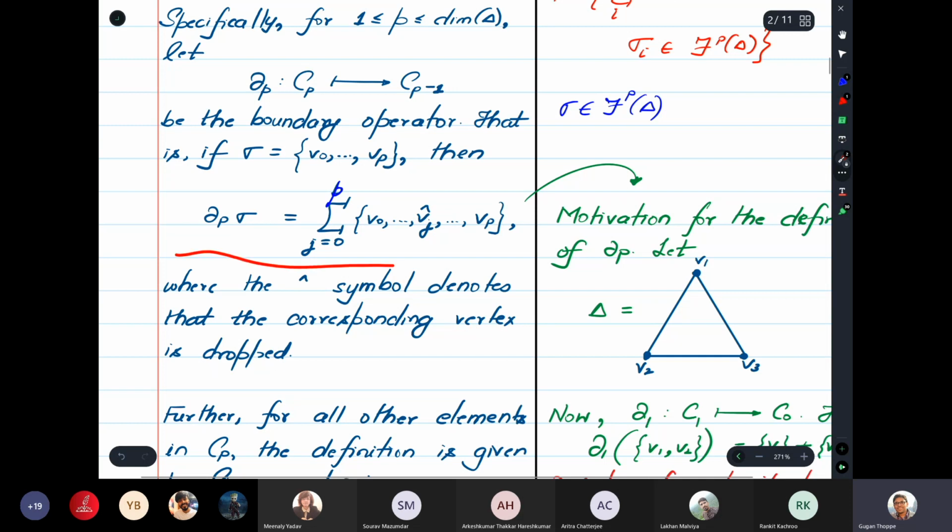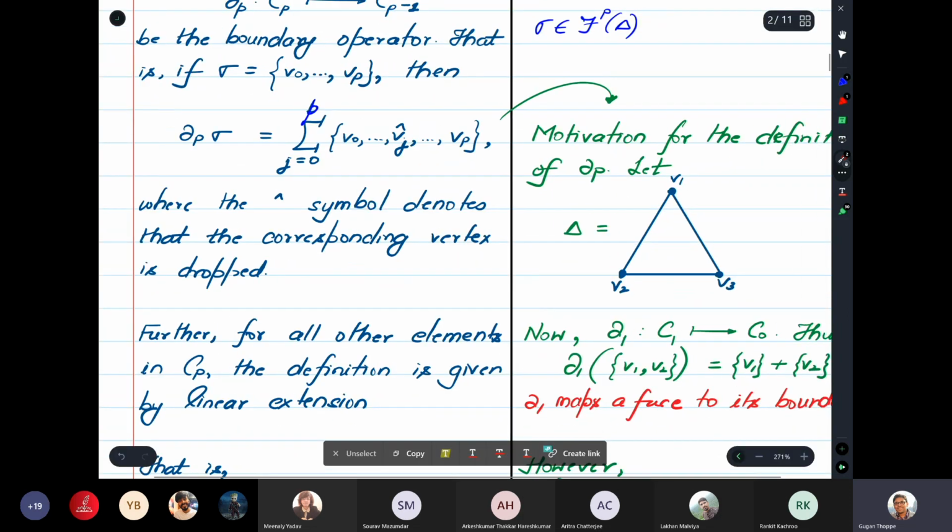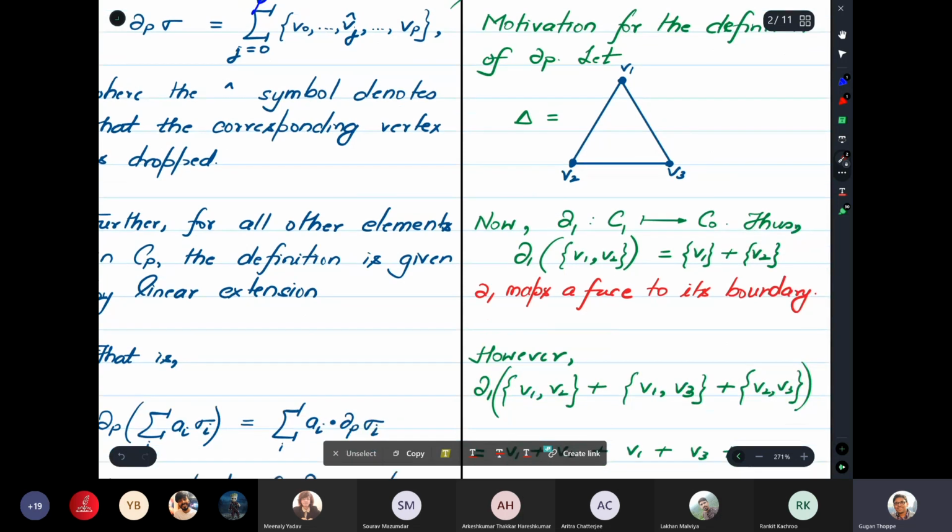This is how this operator is defined. Let's look at an example. Let's say this is the simplicial complex, and this daba one will go from C1 to C0. This is the set of all 1 chains in this simplicial complex, and this is the set of all 0 chains in this simplicial complex. I hope you agree that V1, V2 is one of the edges of delta, and you can interpret this set V1, V2 as a 1 chain.